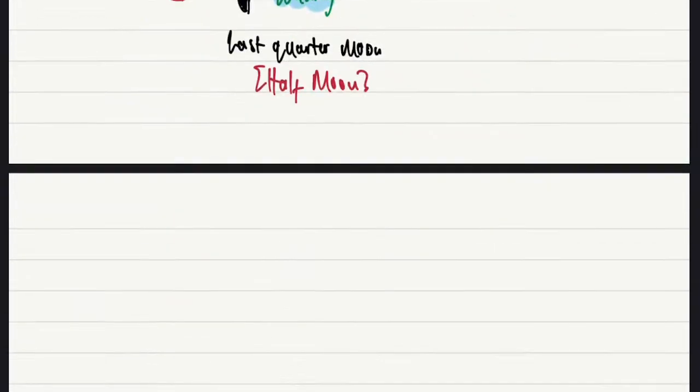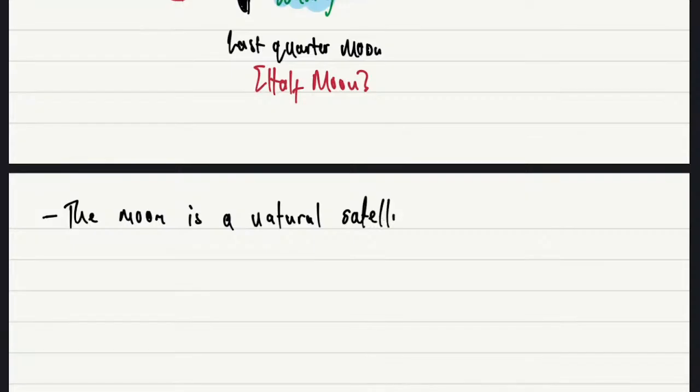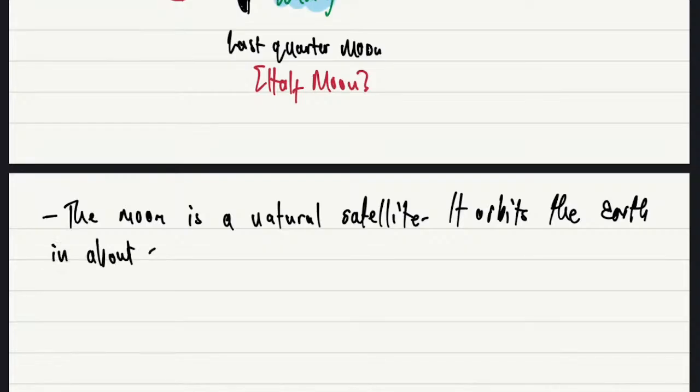Now, this cycle of the moon takes 28 days. Sometimes you see them say 29 days. So you can say the moon is going around the earth, it is a natural satellite. Okay? It's something that goes around the earth. It's a natural satellite. And I want you to say it orbits the earth in about 28 days.